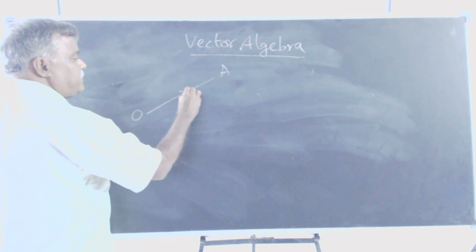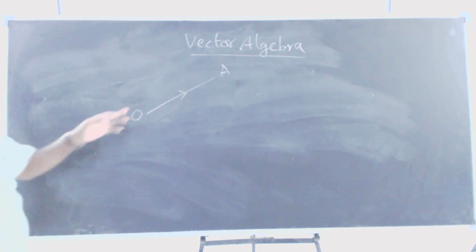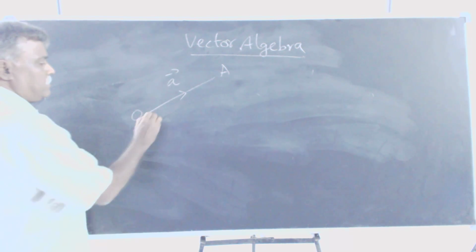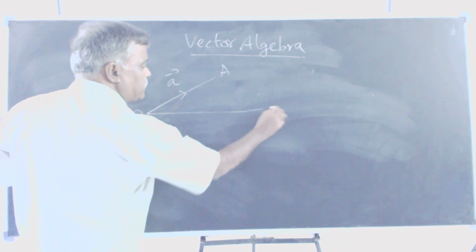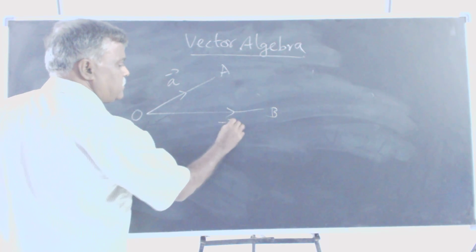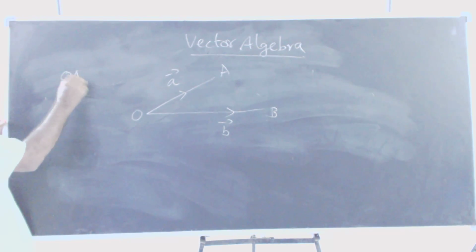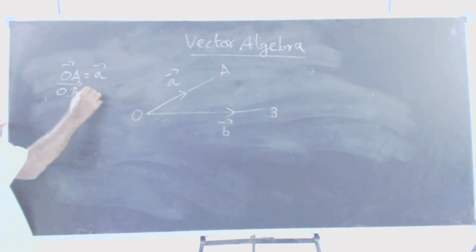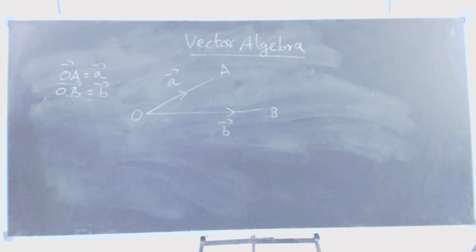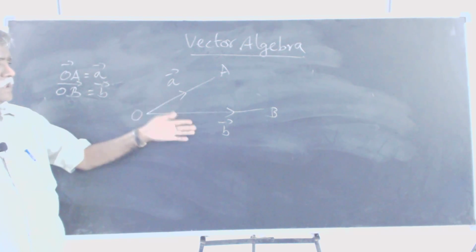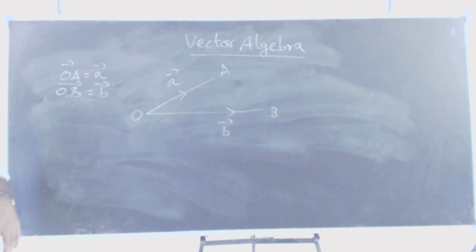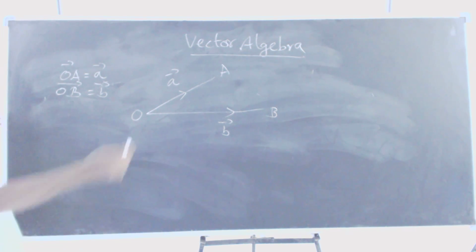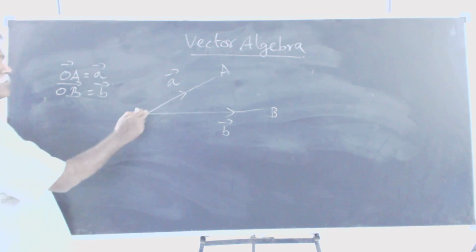OA. This is a vector. OA vector, you simply call it A vector. This is OB vector. Simply call it B vector. So OA vector is A vector, OB vector is B vector. Now what is the angle between these two vectors? The angle between these two vectors is defined like this. See, both these two vectors are tail to tail.